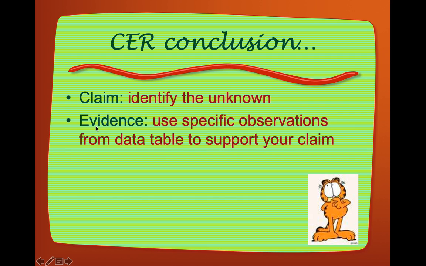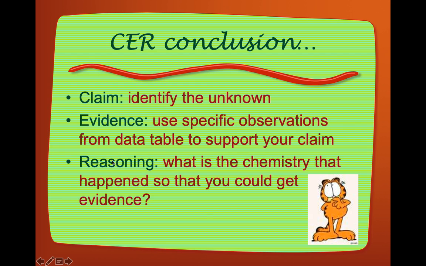This evidence won't look like measurements. It will look like specific observations. And then the reasoning for this lab is, what's the chemistry that happened so that you can get the evidence? So hint, you should be talking about things like a chemical change. What is a precipitate? What does it mean to be soluble or insoluble? Those are the chemistry concepts that you explain. Don't just list them. The reasoning is where you explain things. What's the chemistry that happened to help me understand these soluble and insoluble and precipitate compounds?